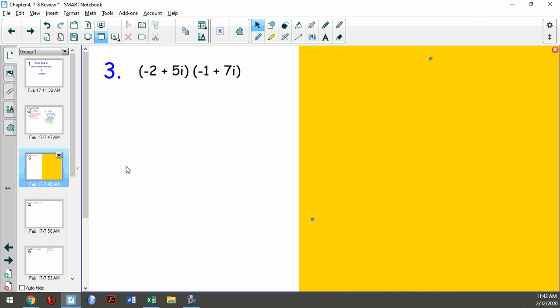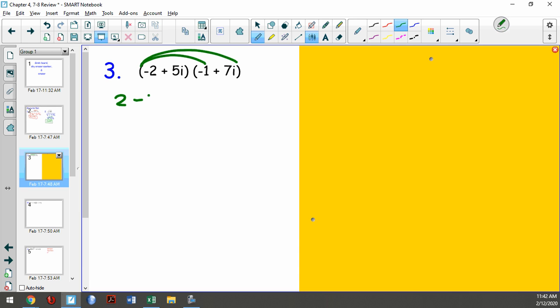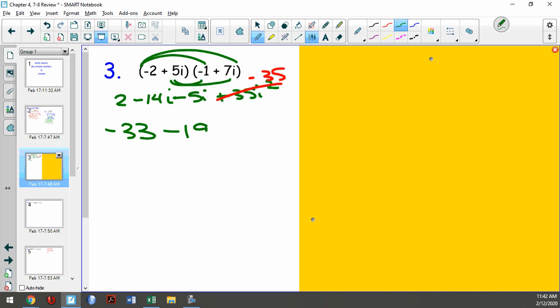Okay, let me help you out. You are foiling. Negative 2 times negative 1 is positive 2. Negative 2 times 7i is minus 14i. This is going to give you a minus 5i. And this is going to give me plus a 35i squared. What is plus 35i squared going to be? Negative 35. So negative 35 plus positive 2 gives you a negative 33. Negative 14i and negative 5i is negative 19i.